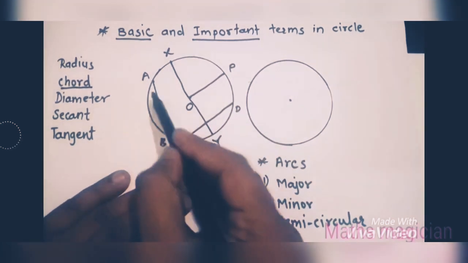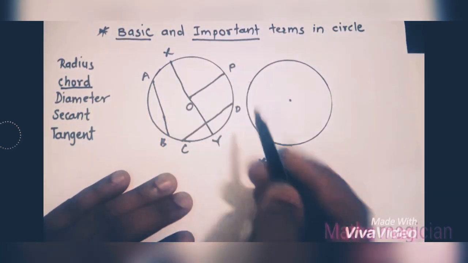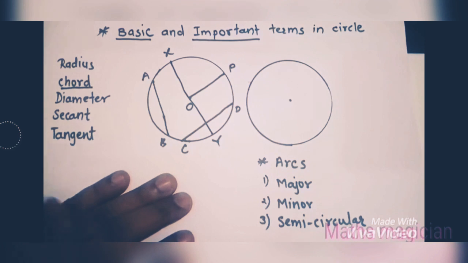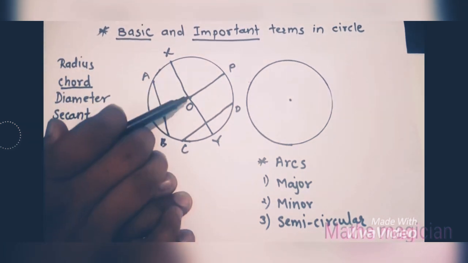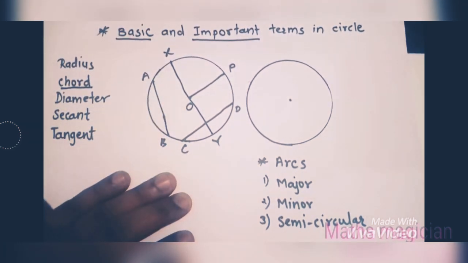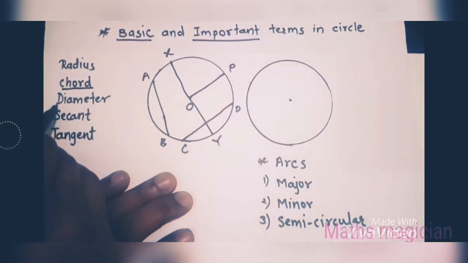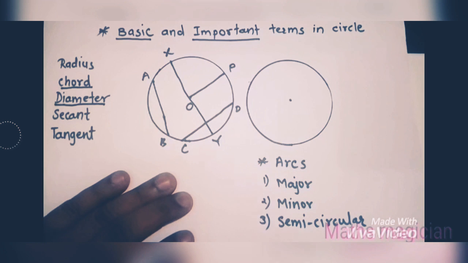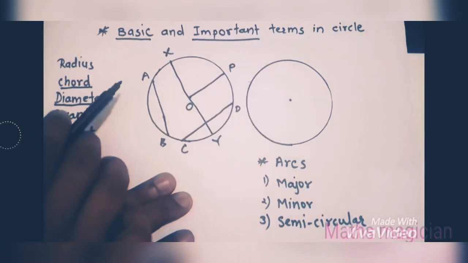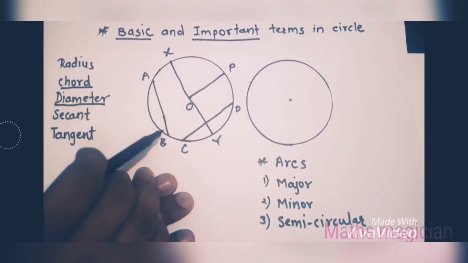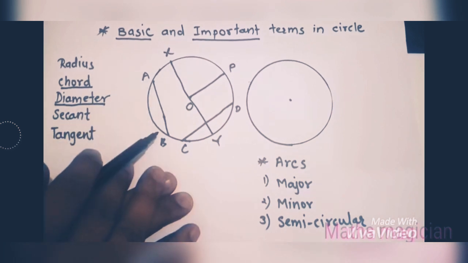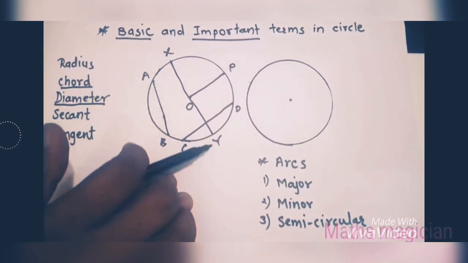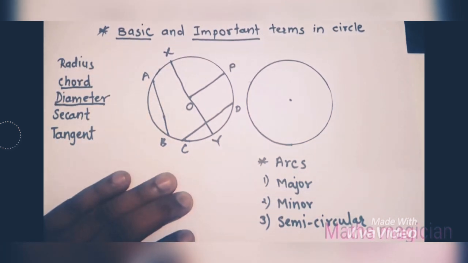Now, the difference is, see, AB, CD and XY, these all three are chords of the circle, but chord XY passes through the center. The moment a chord passes through the center, it is called a diameter. So we can say diameter is a special type of chord that passes through the center. For definition, you can say a segment joining any 2 points on the circle is called a chord, and the chord which passes through the center is called a diameter. Always keep it in mind, diameter is the longest chord in a circle.